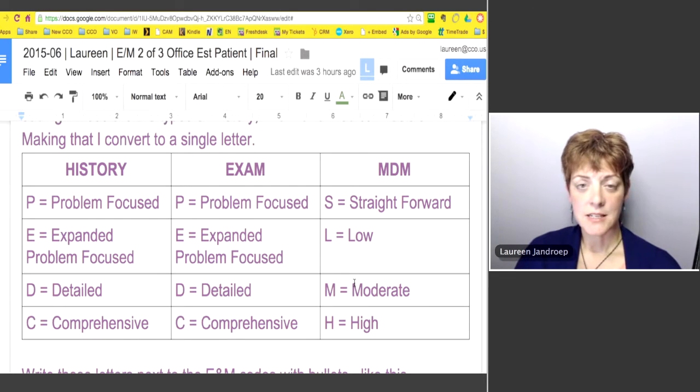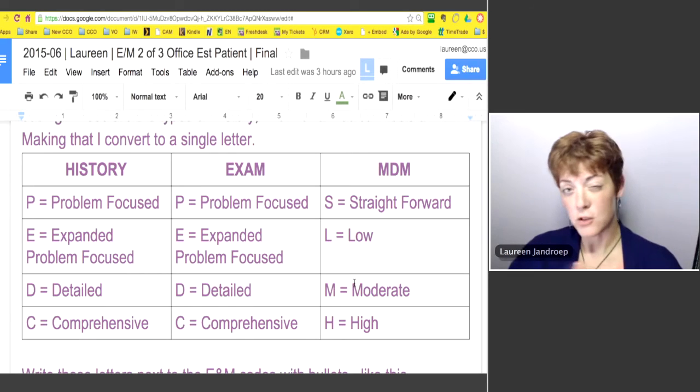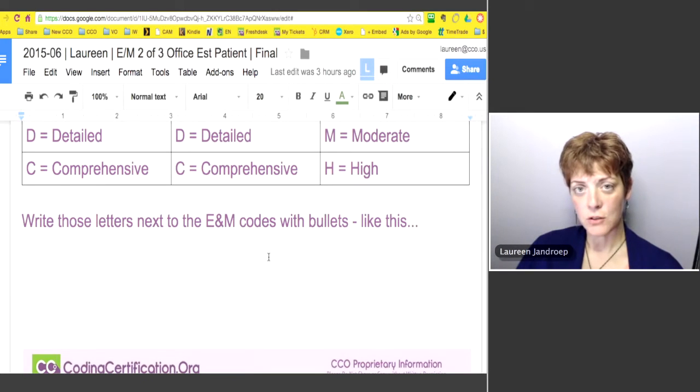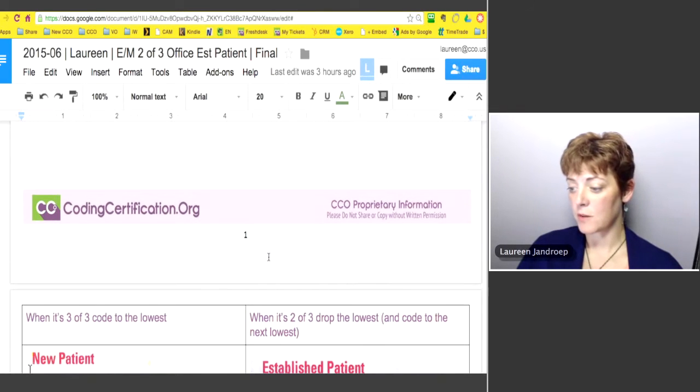So the idea is, on board exam questions, and also in real life if you're coding off of a chart, you're trying to find the answer to the level of history, what is the level of exam, what is the level of medical decision making, so you can put it all together. So what I instruct my students to do is to write those letters to the left of the bullets in their E&M section of their manual.